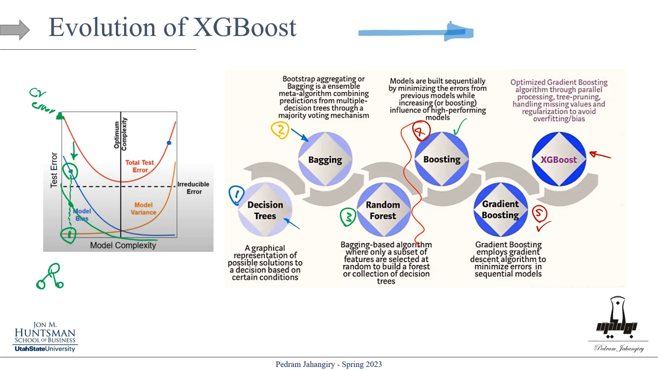But the idea is that these boosting mechanisms, because they are sequential, are not necessarily parallelizable, but people figured out how to make it work in parallel. So that's the idea of XGBoost, focusing on the speed and performance when it comes to boosting trees.